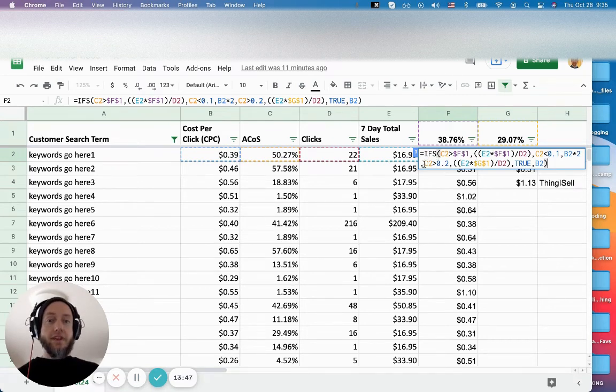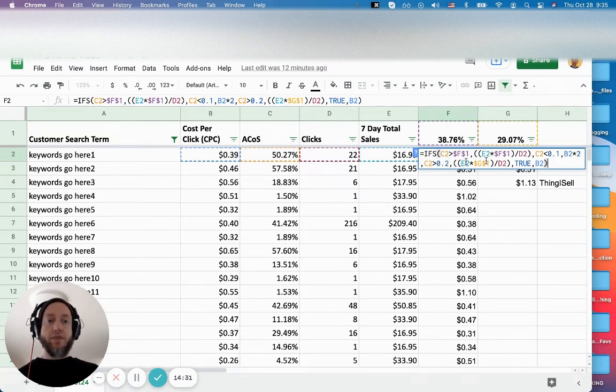And then let's say that that's not true. The next thing it's going to check is to see if the ACOS is less than 20%. No, sorry. If the ACOS is greater than 20%, then it's going to raise the cost per click to where it would be the slightly profitable ACOS. Okay, so if you notice, anything between 10% and 20% ACOS, I'm not touching.